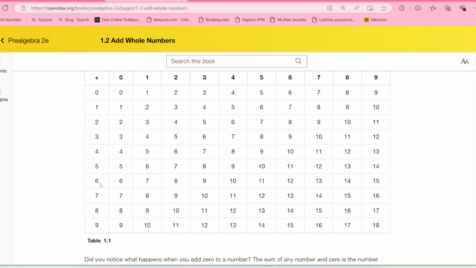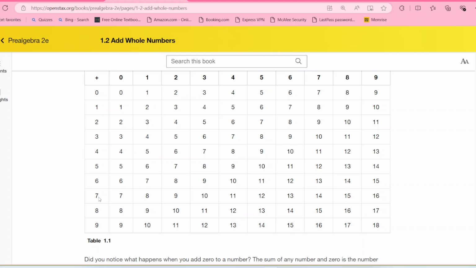Now the 6 row. 6 plus 0 is 6. 6 plus 1 is 7. 6 plus 2 is 8. 6 plus 3 is 9. 6 plus 4 is 10. 6 plus 5 is 11. 6 plus 6 is 12. 6 plus 7 is 13. 6 plus 8 is 14. And 6 plus 9 is 15.